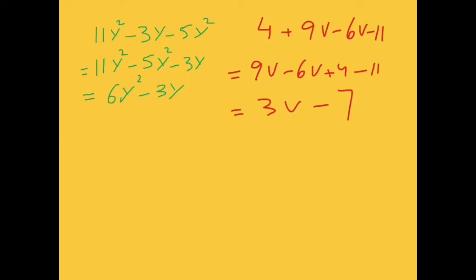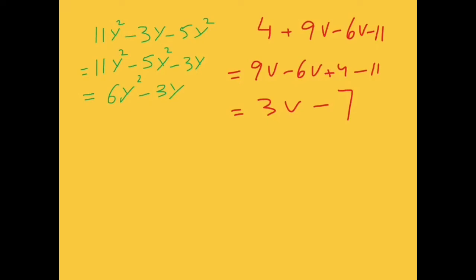Now consider another example. First read the expression: 11y square minus 3y minus 5y square. Here the same steps follow. Collect the like terms. Which are the two like terms? 11y square and 5y square are like terms, so I collect them together. In the second step I write 11y square minus 5y square minus 3y.